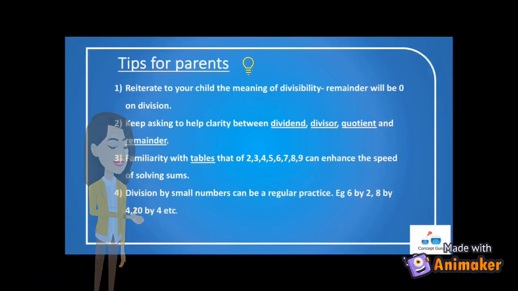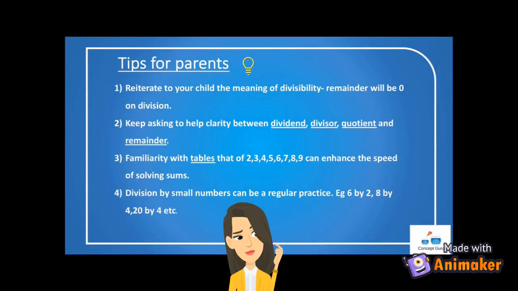Okay? Now here are some tips for parents as usual. So we reiterate to your child the meaning of divisibility, that remainder should be 0 on division. Keep asking them and get a clarity between what is dividend, what is divisor, quotient and remainder. Familiarity with these tables 2, 3, 4, 6, 7, all of them, they enhance the speed of solving sums. And let's try to practice the division of small numbers. Like what is the division of 6 by 2, 8 by 4, 20 by 4, etc.